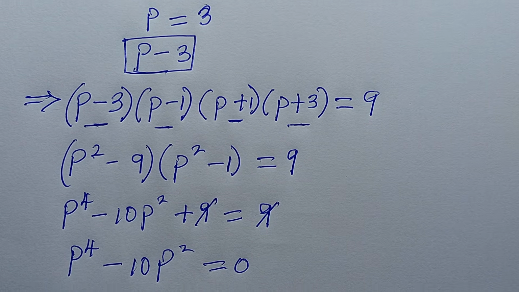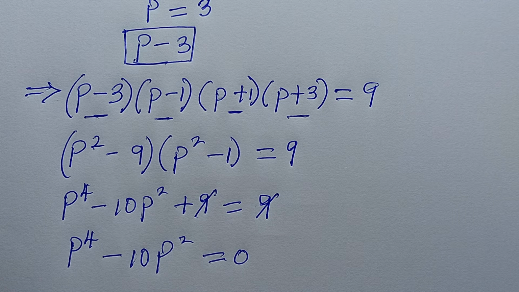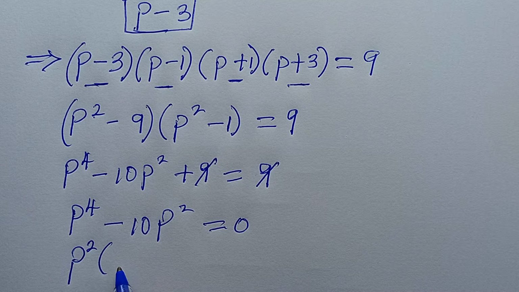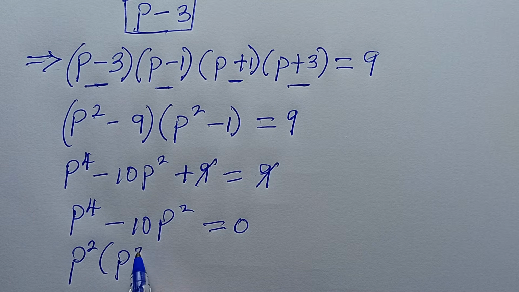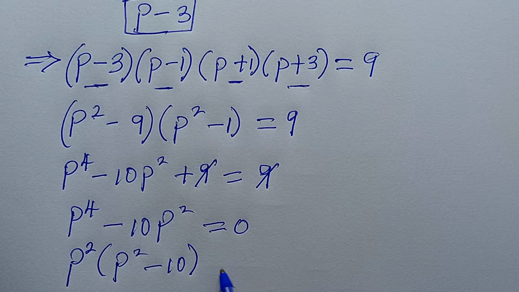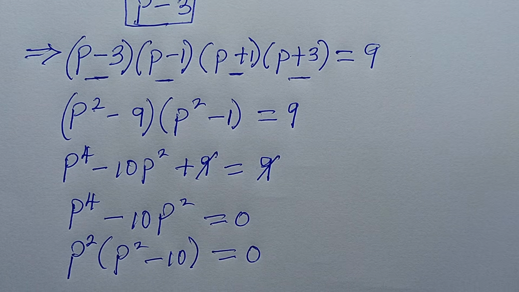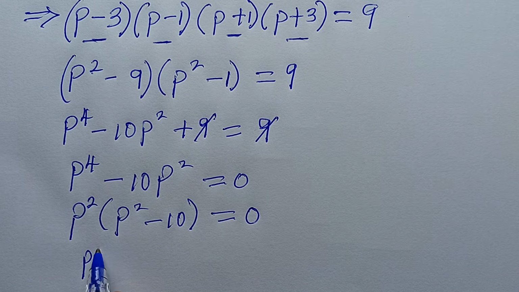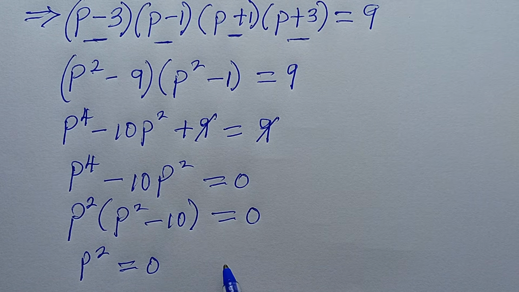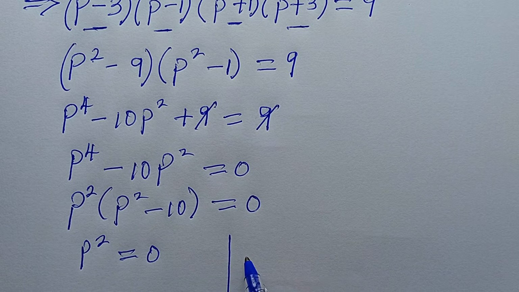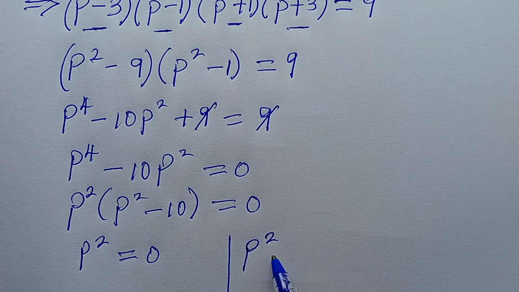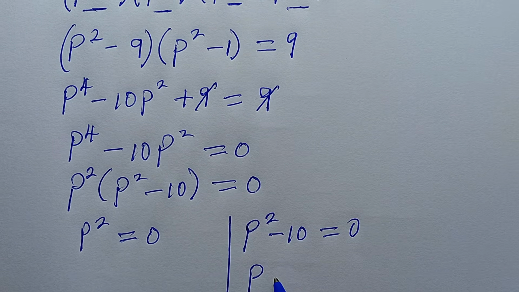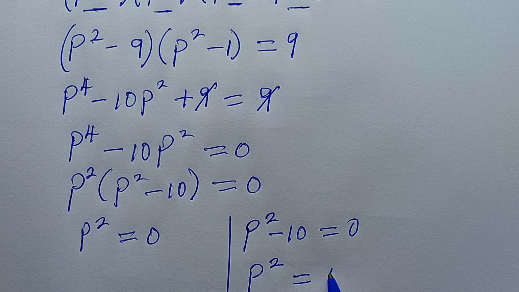We can just factor out p to the power of 2 from the system. So we're going to have p to the power of 2 times the bracket. If we use this to divide this, we are left with p to the power of 2 minus 10 equal to 0. So if we apply the zero property here, this is going to give us p to the power of 2 is equal to 0. Then on this other side, we're going to have p to the power of 2 minus 10 equal to 0. So we now have p to the power of 2 equal to 10.